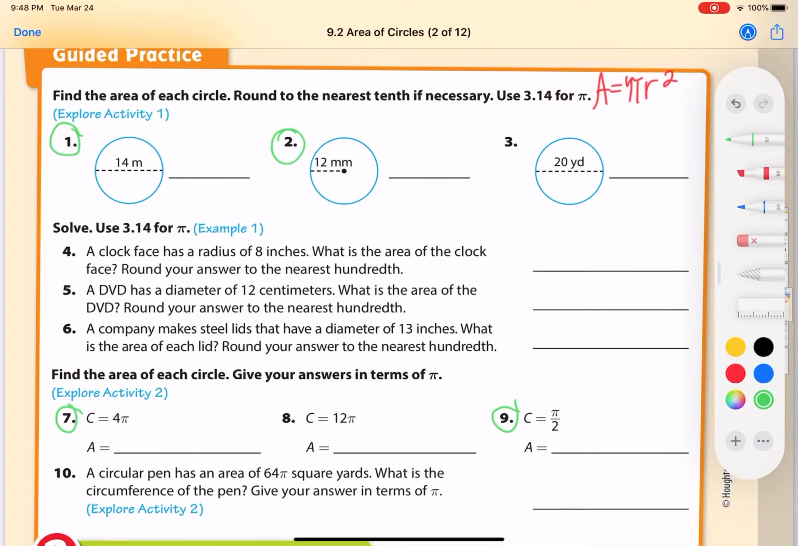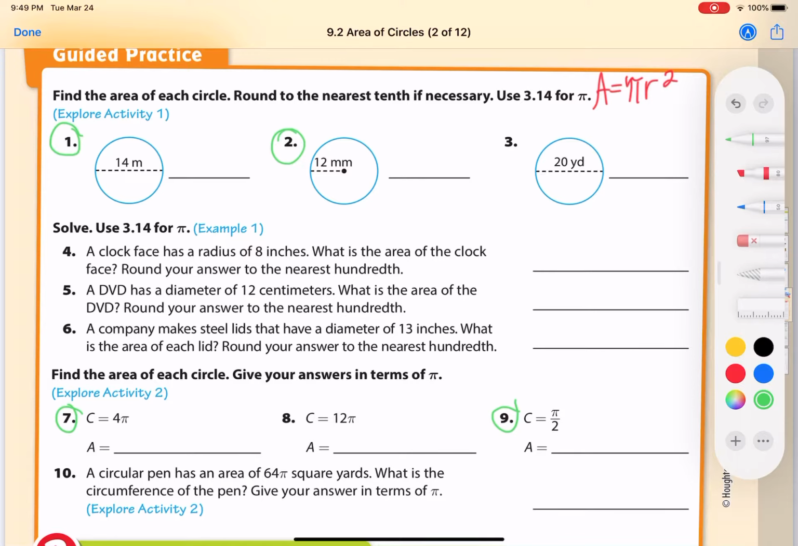And for 7, 8 and 10 are exactly like number 7. And number 9 is a little more different and a little more difficult, so I want to work that one out with you. So to start off, we know that the area formula is A equals pi r squared.